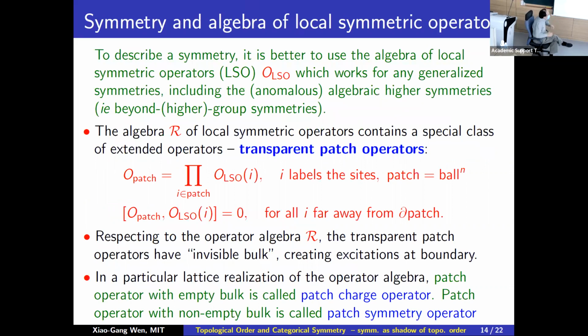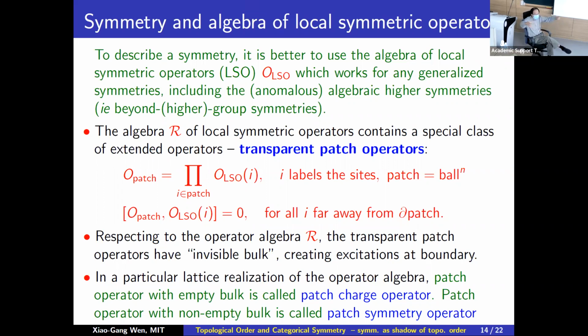So let's quickly give some idea what this thing is. The word says that we have an extended operator that is a product of local symmetry operators. So the LSO is a local symmetry operator. It's just a product. However, this local symmetry is too wild. It's hard to do anything with it. I think the most important thing is introducing this so-called transparent patch operator.